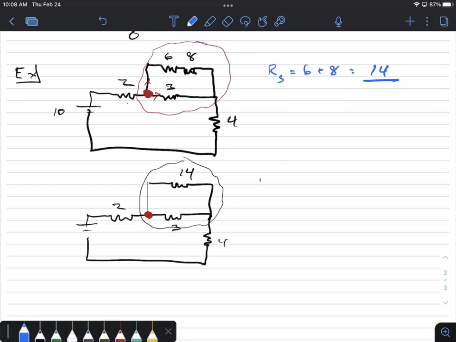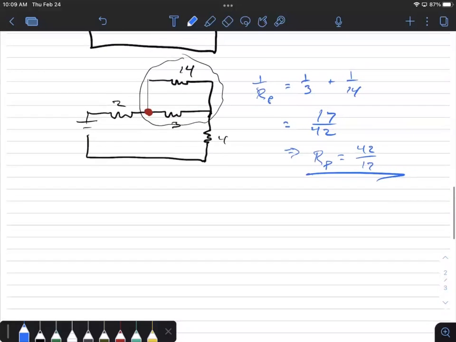I say, okay, 1 over R parallel is 1 over 3 plus 1 over 14. All right, so get a common denominator. Let's see, 3 times 14 is 42. So the common denominator is 42. So it's 14 plus 3 is 17. But that's 1 over R parallel. So R parallel itself is 42 over 17. Again, if you're using a calculator, this will be a decimal. All right, 42 over 17.